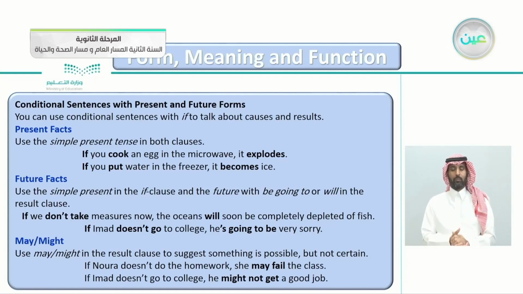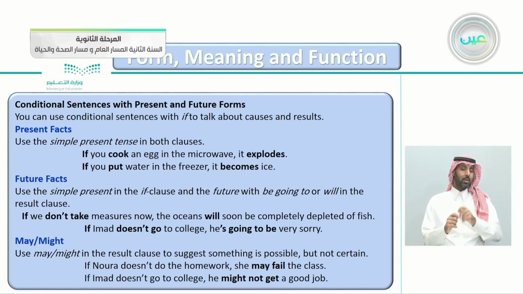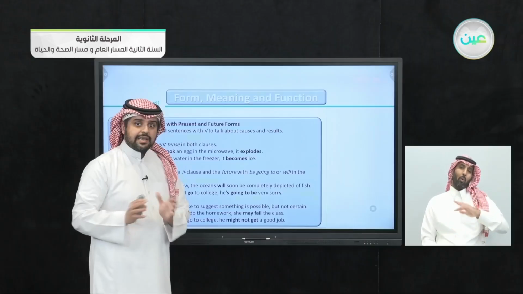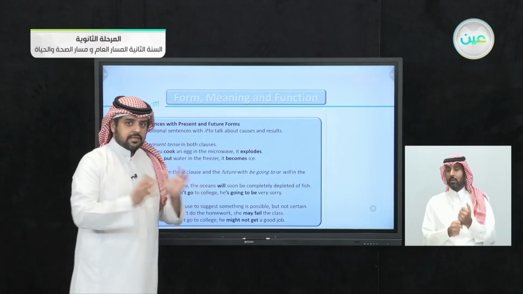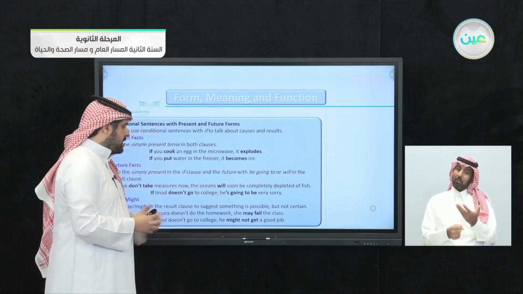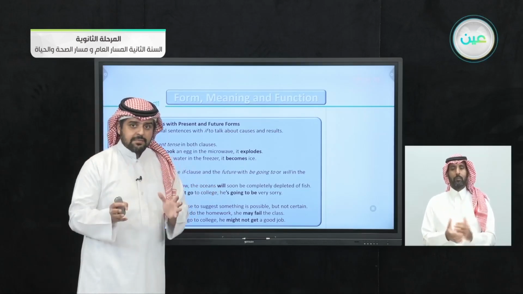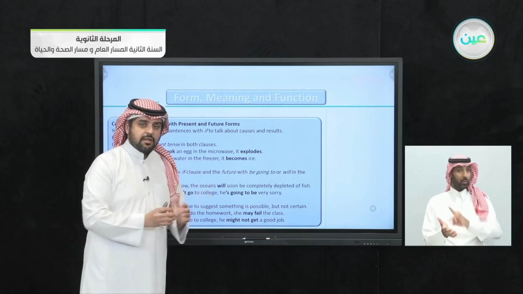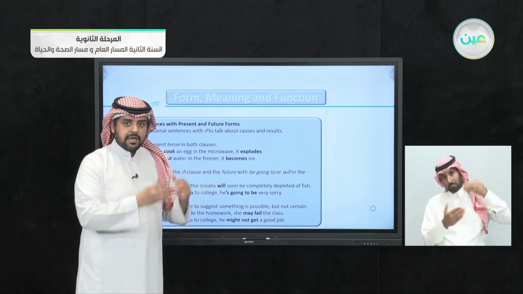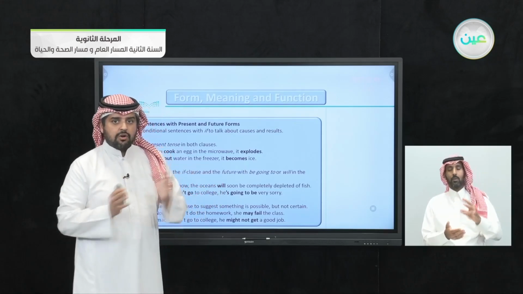Also here we have may and might. We use may and might in the result clause to suggest something is possible but not certain. So we use may or might in the result clause, not the if clause, just to show that something might happen. As said here, something that is possible but not certain. If we are certain, we use will. If we are not certain, maybe it's possible, we use may or might.